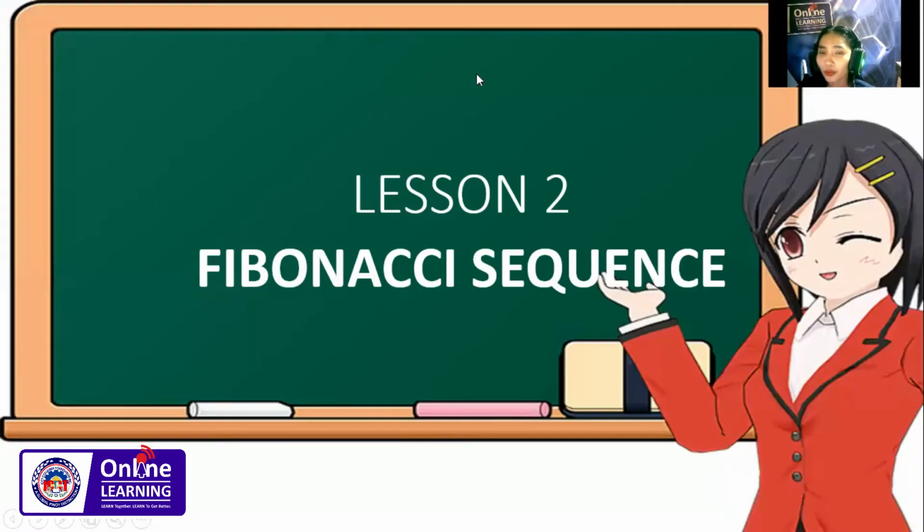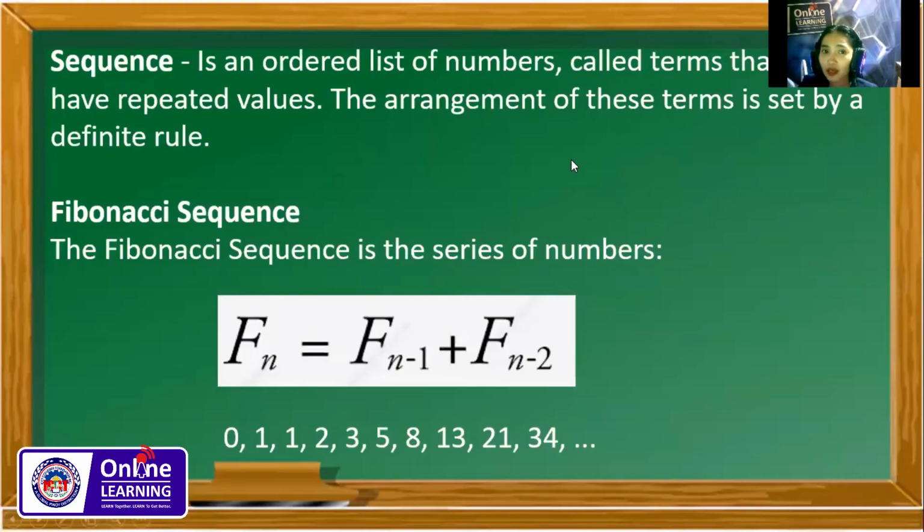And so we proceed to lesson 2. Okay. So we proceed to lesson 2, Fibonacci sequence. So pag sinabi kasi nating sequence, it is an ordered list of numbers called terms that may have repeated values. The arrangement of these terms is set by a definite rule. So Fibonacci sequence is the series of the numbers.